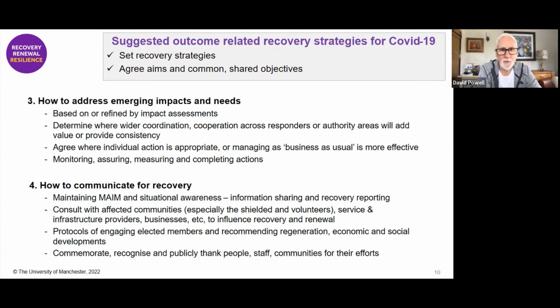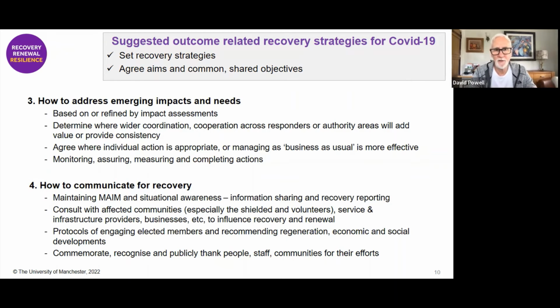And then addressing those emerging impacts and needs. So based on, or refined by, impact assessments, particularly important on a prolonged event, such as COVID, for example. The initial assessment of impacts changed very significantly throughout the 2 years of the current COVID experience that we're having. So refining impact assessments is equally important. But then, as Duncan's just said, determining where that wider coordination or cooperation across partner or responding agencies or local authorities can add a bit of value. So it's not just doing things for the sake of doing it, it's working out where you can make a difference by coming together and collectively managing those needs and those impacts.